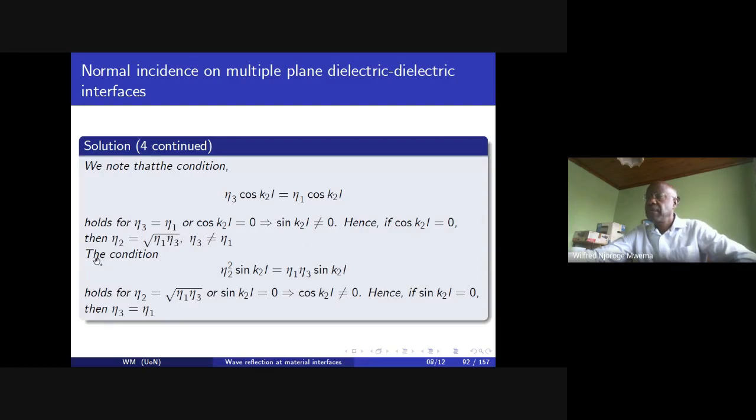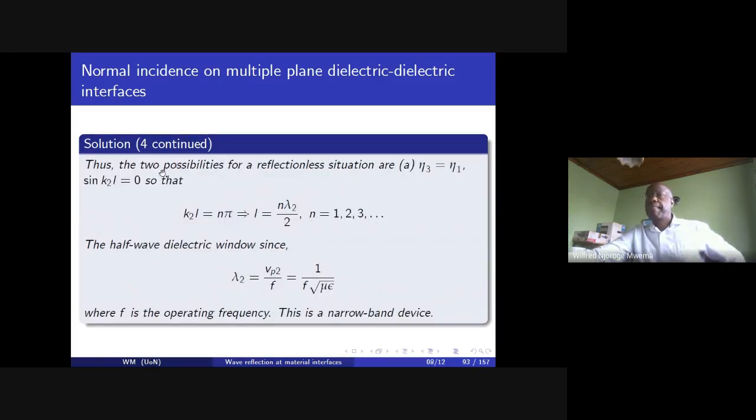The condition eta 2 squared sine K2L equal to that will hold again for that expression there, or the sine of K2L equal to 0, which means that the cosine of K2L cannot be equal to 0. And therefore, if we have sine K2L equal to 0, then we must have that eta 3 is equal to eta 1.